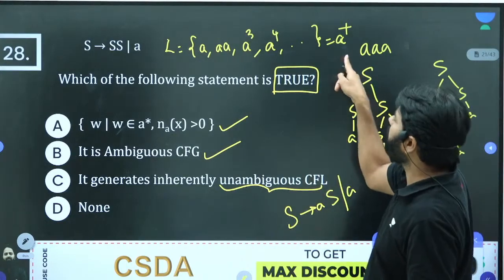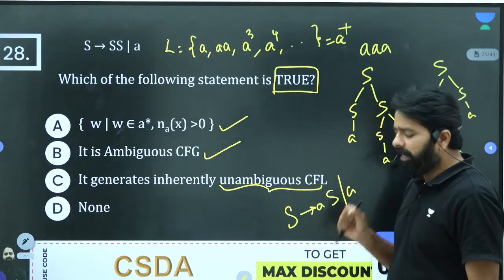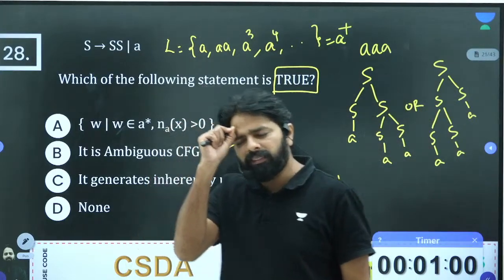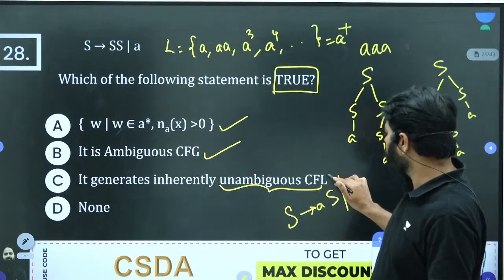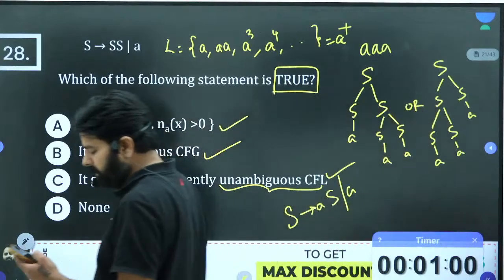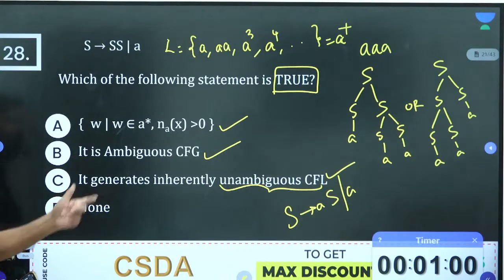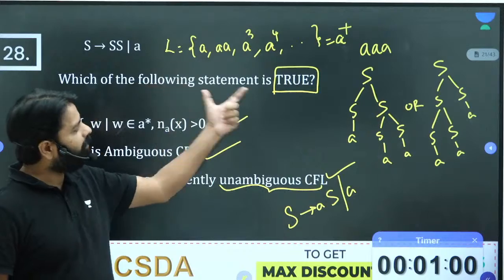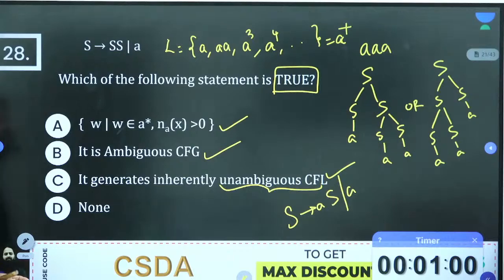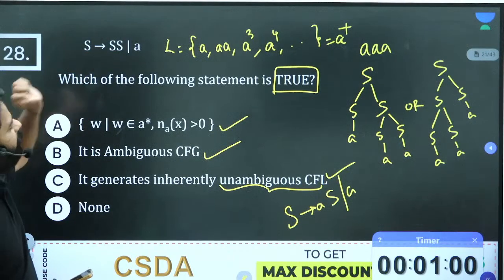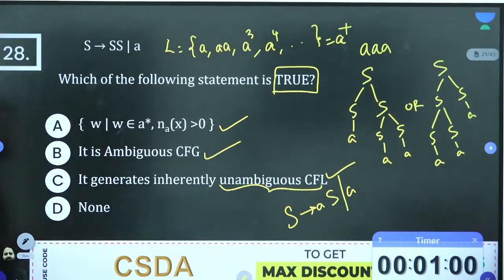This is also called an unambiguous language, but not because of this grammar, but because of this other one. If any CFL has some unambiguous grammar, then you can call it unambiguous. It is also true. The answer is A, B, C. It is an ambiguous grammar, but the language generated by this grammar is an unambiguous language. All are true. It's MSQ, A, B, C are true.